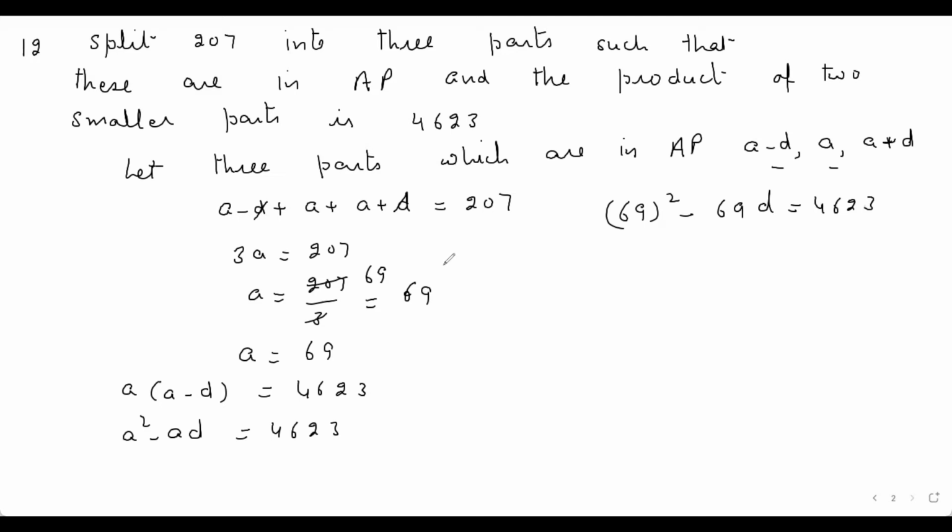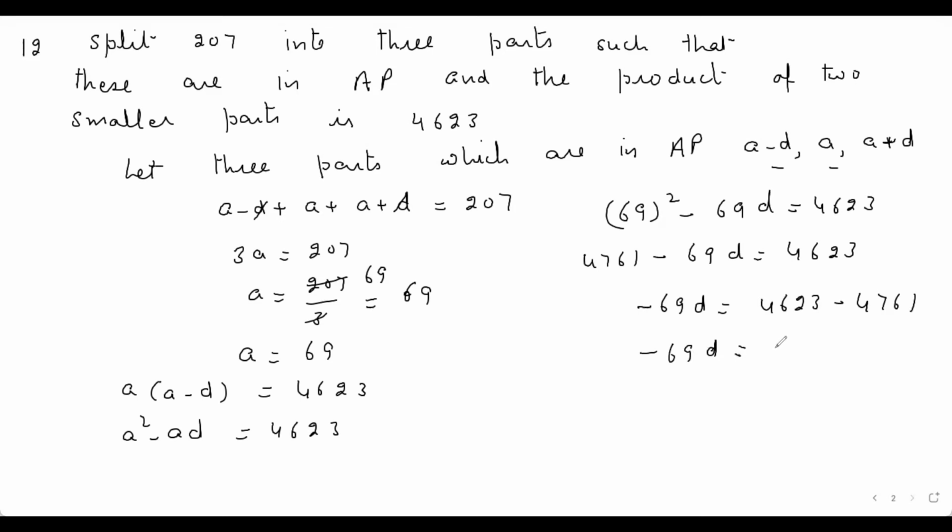If we multiply 69 with 69, it will be 4761. Minus 69D is equal to 4623. Minus 69D is equal to 4623 minus 4761. Minus 69D is equal to minus 138. Minus cancel. So D is equal to 138 by 69. 69 2s are 138. So this is equal to 2.